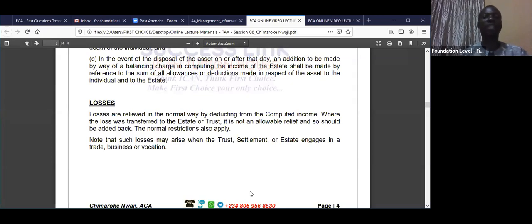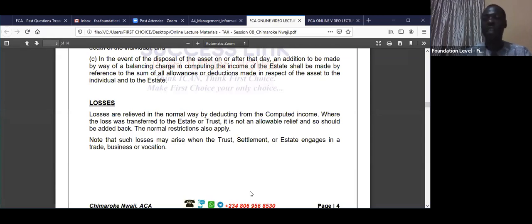Where the loss was transferred to the estate or trust, it is not an allowable relief and so should be added back. The normal restrictions also apply. What is the normal restriction? You cannot relieve loss above what is actually incurred. All those loss relief things we learned apply here. So you see, we've seen certain things that we learned previously. Loss relief here, residency is here, basis period is here, capital allowance is here. What about taxation?